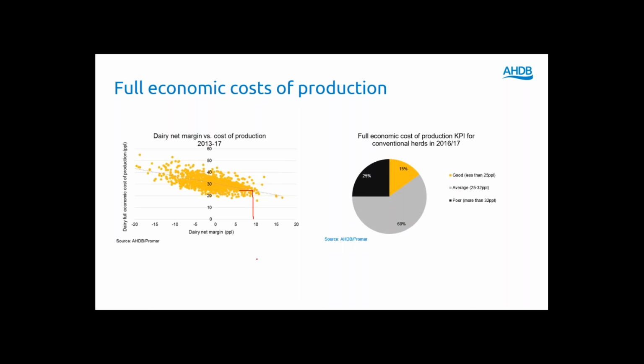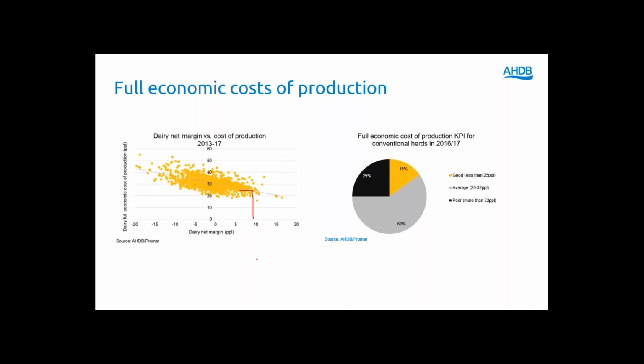And then when we look at the KPI ranges that we have, we're saying that anything less than 25 pence per litre cost of production is good. The middle range is 25 to 30 pence per litre, and anybody who's got cost of production over 32 pence per litre is not doing so well. The majority of people are in that middle range, according to the last year's worth of data, but we've got a quarter in that poor region as well. But encouragingly, there's 15% in that good category.